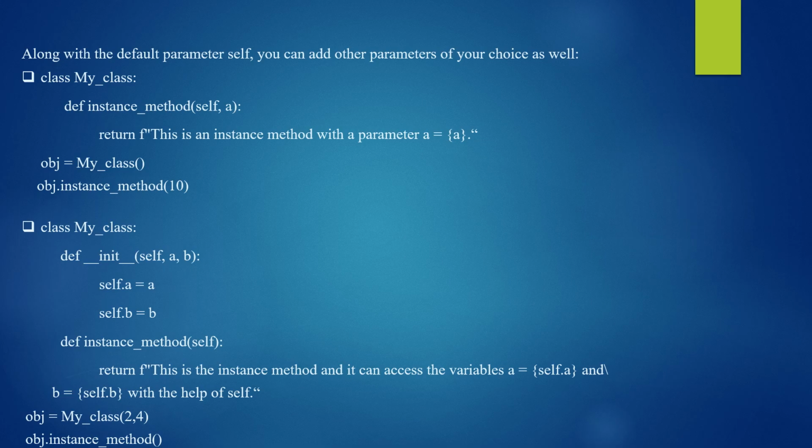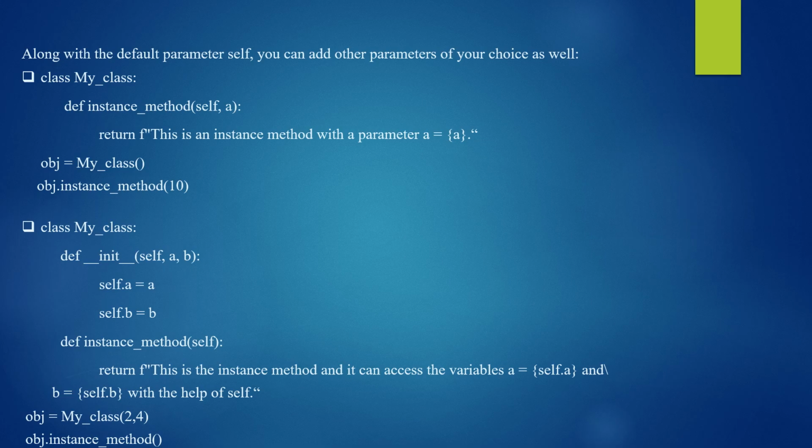Note that the init method is a special type of method known as a constructor. This method is called when an object is created from the class and it allows the class to initialize the attributes of a class. Here we can see that there are no attributes given to the instance method, as the instance method can get the attributes from the init constructor. This is an instance method and it can access the variables a is equal to 2 and b is equal to 4 with the help of self. With the help of the self keyword, self.a and self.b, we have access to the variables present in the init method.